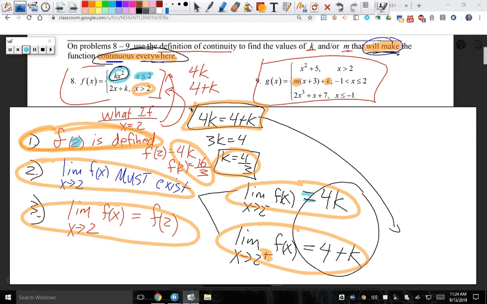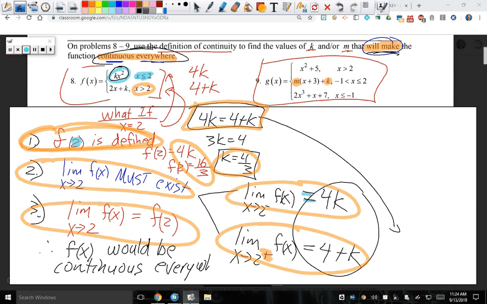What about your written explanation, like your therefore? Oh, okay. All right, thank you. I missed that. So therefore, f of x would be continuous everywhere. You could say theorem holds. When theorem holds, it means all of these were true. Theorem holds, therefore f of x would be continuous everywhere.